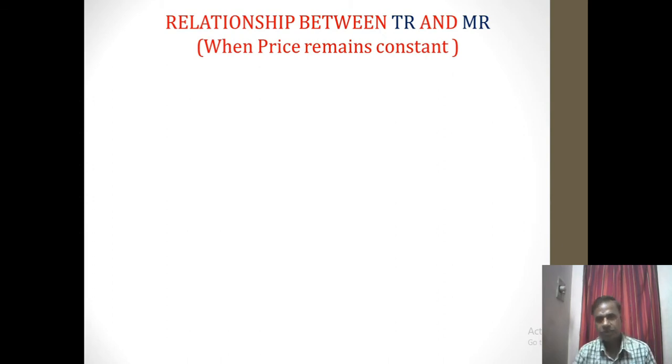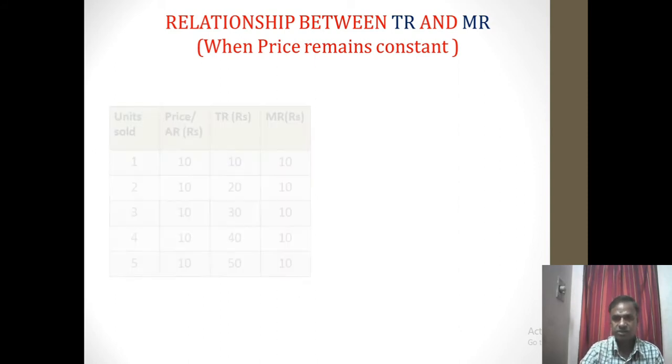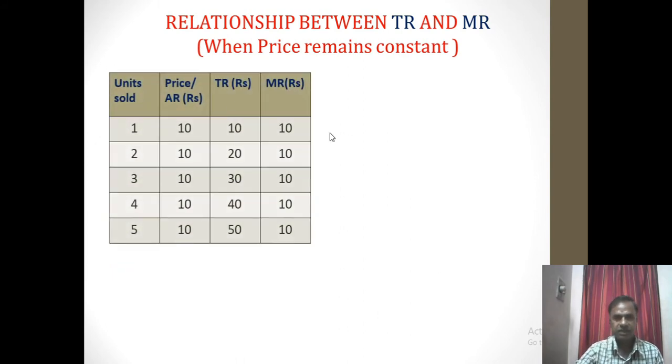In the last slide we studied the relationship between AR and MR. There we studied that when the price is constant and the sellers are selling more units of the commodity at the same price, AR is equal to MR. Next we are going to study the relationship between TR and MR when the price is constant. You see here, price is constant, that is also AR. Units sold 5. This is the total revenue. MR is also the same. When the price is constant, AR will be equal to MR.